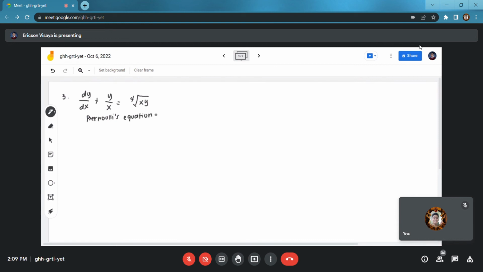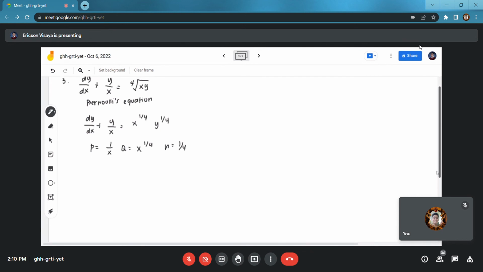Para mas madalian tayo, magiging dy over dx natin plus y over x is equal to x raised to 1/4 times y raised to 1/4. So based on our observation natin, kailangan ang kasama lang nitong q natin ay x lang. So bali, p natin is 1 over x. Ang q natin ay equal to x raised to 1/4. Then ang n natin ay equal to 1/4.